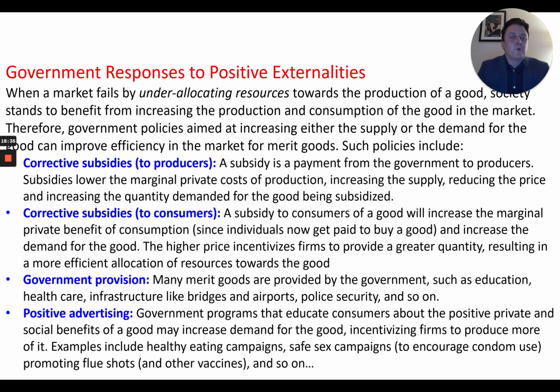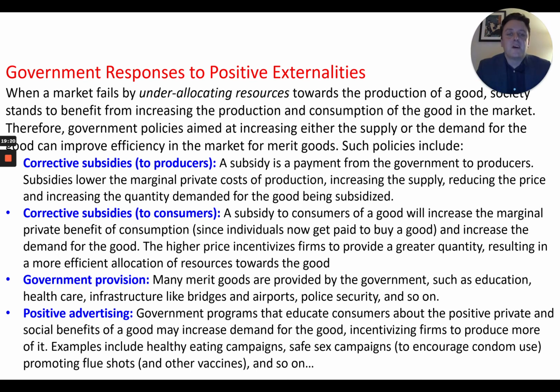A subsidy to consumers of a good will increase the marginal private benefit of consumption, since individuals now get paid to buy a good, and increase the demand for the goods. The higher price incentivises firms to provide a greater quantity, resulting in a more efficient allocation of resources towards this good. This can also be seen in soft loans for university students. So university students are encouraged to take out loans to attend university, and therefore universities will provide more spaces for students.